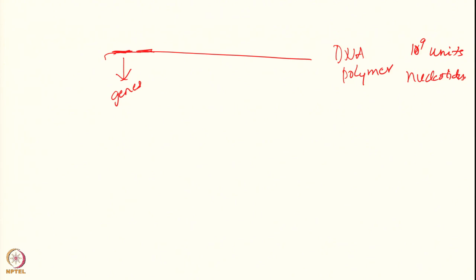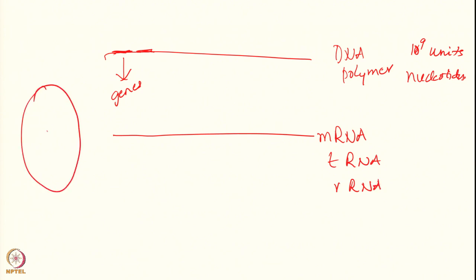There are a lot of other things also inside the DNA, and these are the genes, and from the genes you get what is called the RNA, the messenger RNA. There are three different types of RNAs: messenger RNA, then the tRNA, and then the ribosomal RNA.